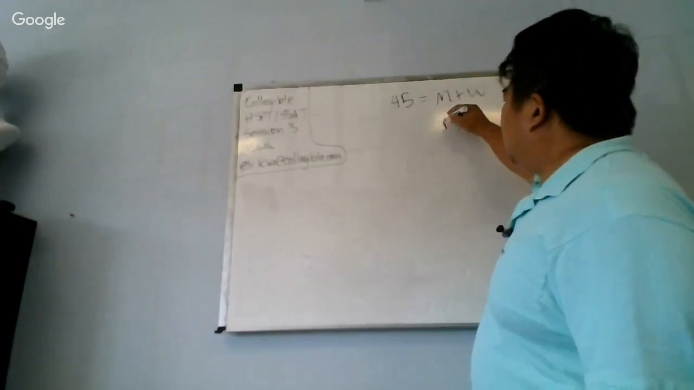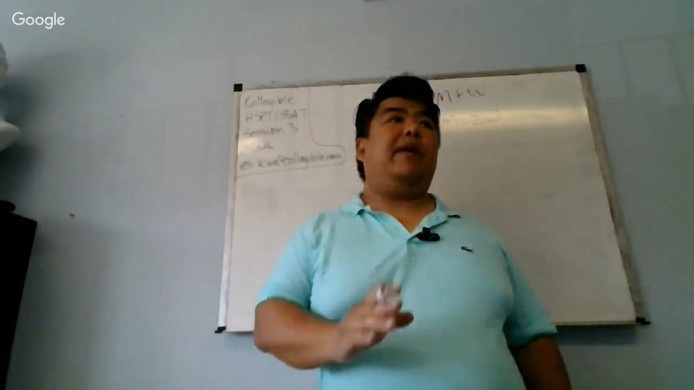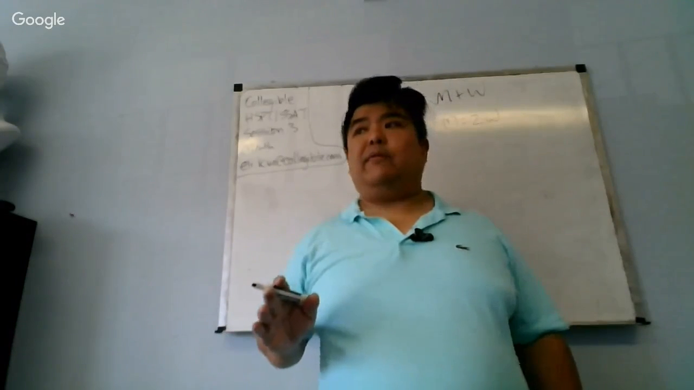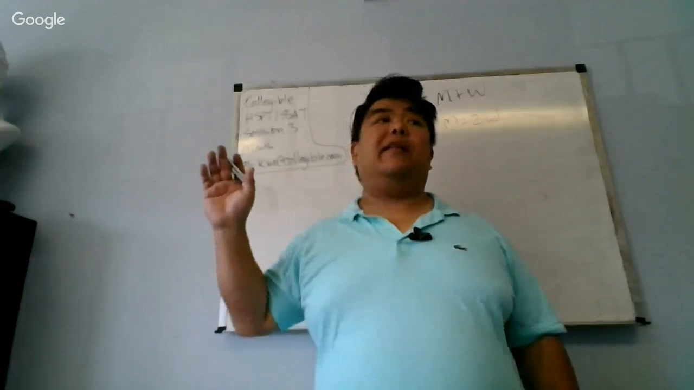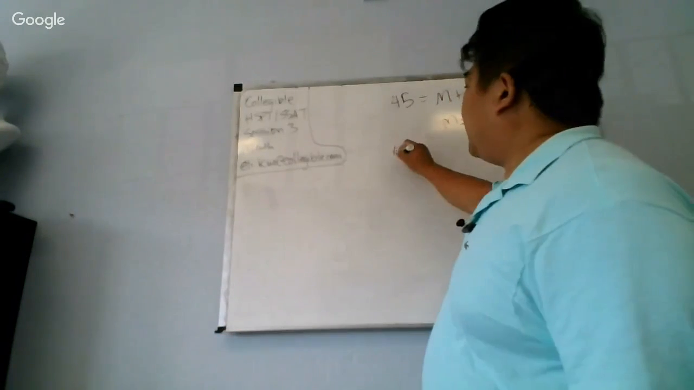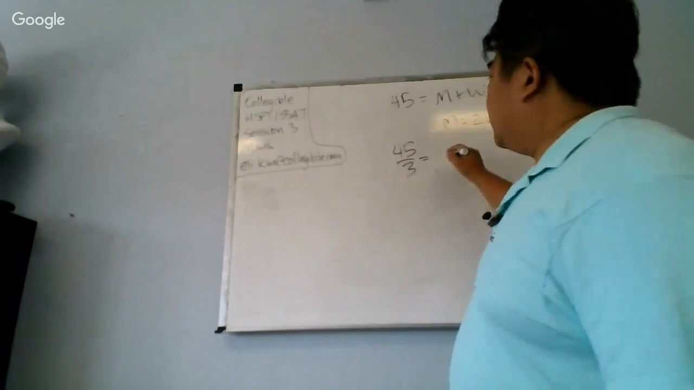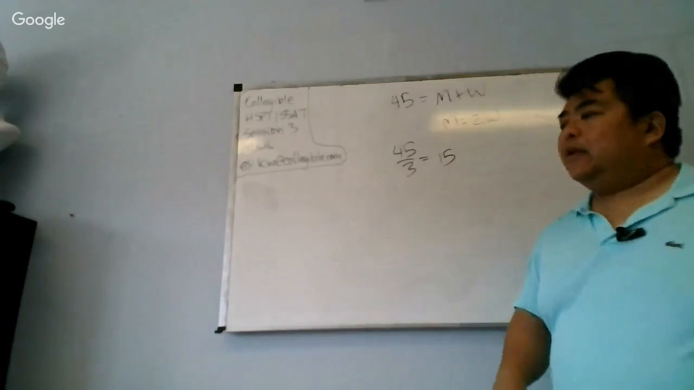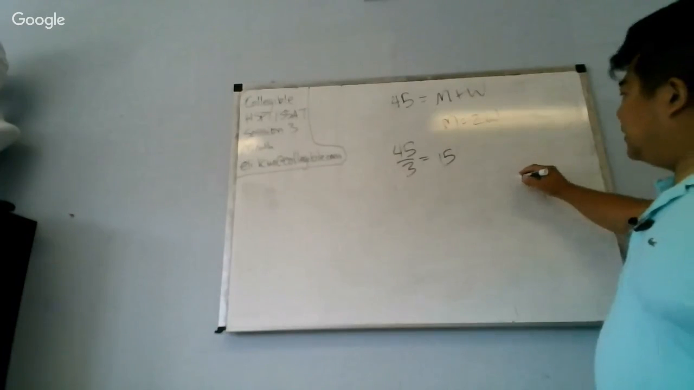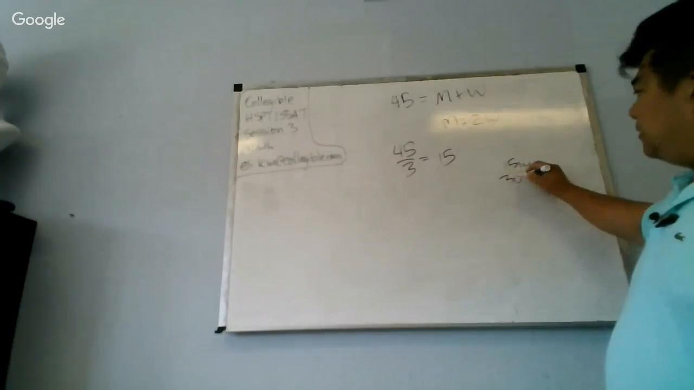So that means men equals 2 times W. Okay, that means men is double the amount of women. Okay, so now he said, let's divide 45 by 3. When you divide 45 by 3, what do you get? 15. So that 15 means that if you had men versus women, this would be 15 women and 30 men.